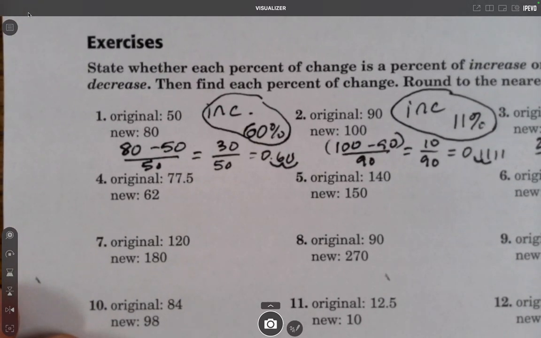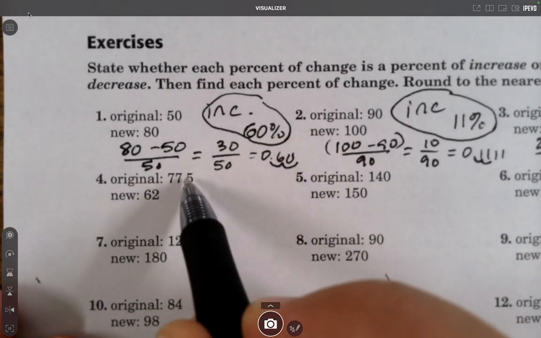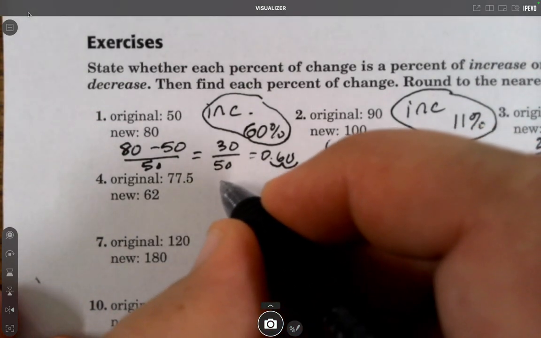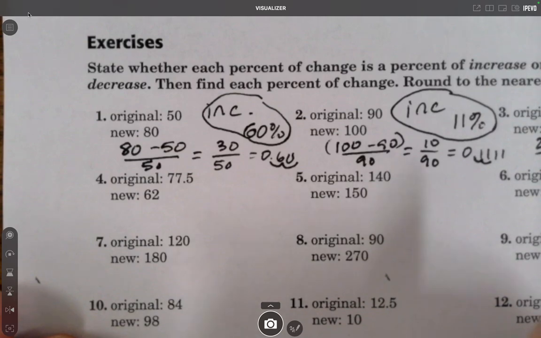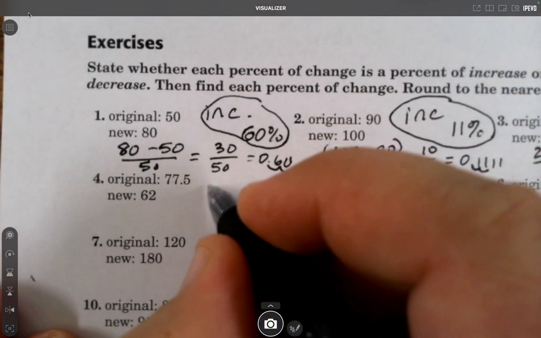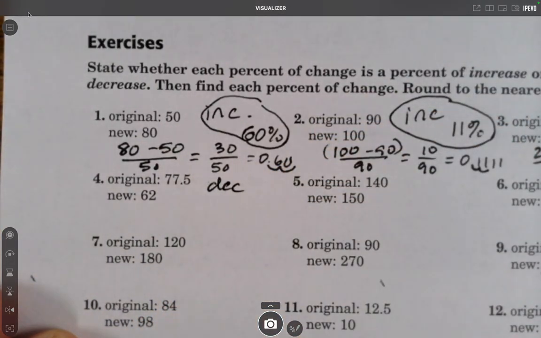Okay, number 4. This is another decrease because it goes from the original 77.5 down to a new price of 62. I don't know why I said price. These could be lots of things. Could be price, but it doesn't have to be. So it's a decrease.